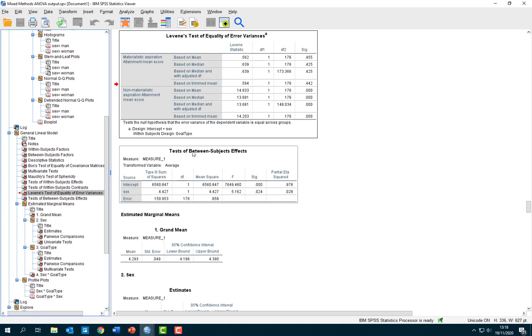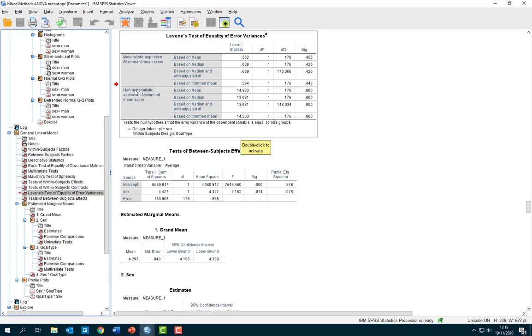So when we look at this test of between subjects effects, if we hadn't violated the assumption, we would use a p-value of 0.05 as a cutoff. So anything less than 0.05 would be statistically significant. So if we were using that original approach, we could see that actually the difference between the males and females on attainment of goals, regardless of the type of goal, would be statistically significant.